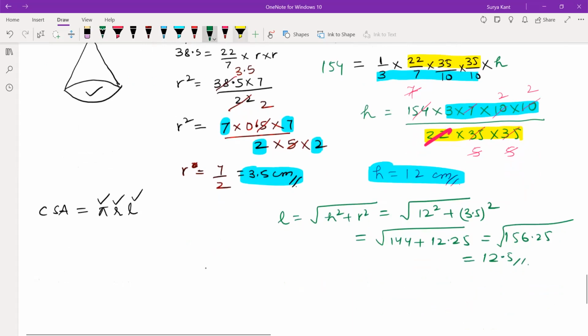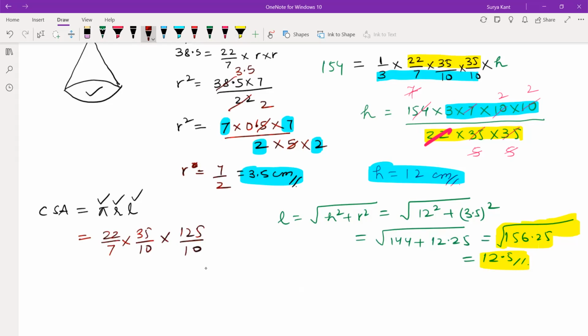So children, let us make one note. If you are having doubt in finding roots and all, you can ask me separately, not a problem. So this answer is 12.5. Please raise your hands if you are having doubt in finding this root. So 22/7 into 35/10 into 125/10. See, I'm just removing the decimal point from here. If the point is given, I remove that point and put 10 here. 12.5 is there. After removing this point, this 10 is coming. Okay.